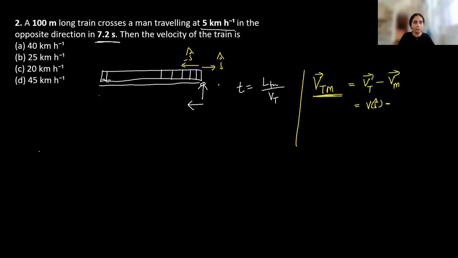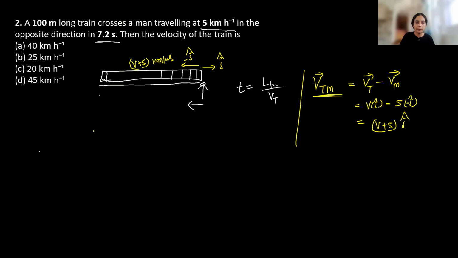Okay, and velocity of man in the opposite sense. That is 5, taken in kilometer per hour, so minus 5 i cap. So this will become v plus 5 i cap. If you are treating the man at rest, then the velocity of the train is v plus 5 kilometer per hour.